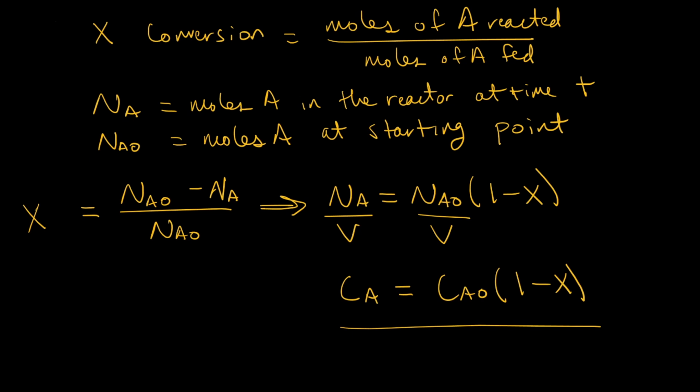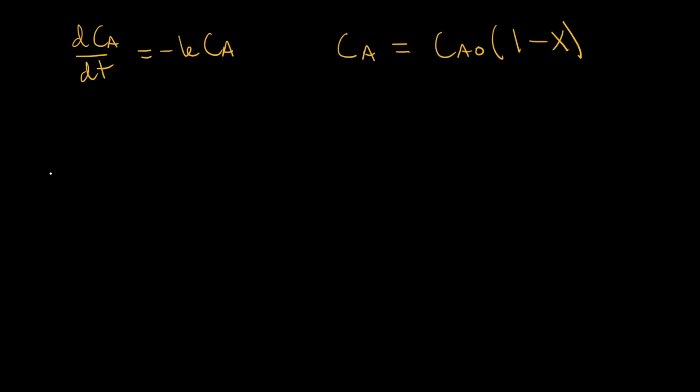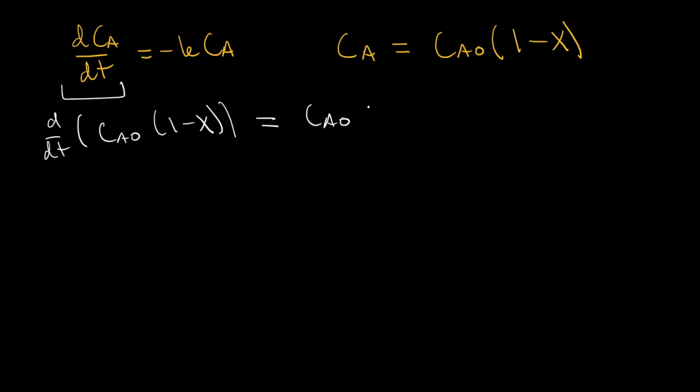So the next step now is to rewrite this differential equation we have right here in terms of our conversion. First, let's plug in Ca into the left-hand side of this equation. So we're going to take the derivative, d dt of Ca0 times 1 minus x. And since Ca0 doesn't depend on t, of course, we can pull that out of the derivative, and then we can just take the derivative of 1 minus x. So that gives us Ca0. X does depend on t, so we have to take this derivative. And since there's a minus sign here, we'll pull that out. And of course, this 1 goes away in that derivative.